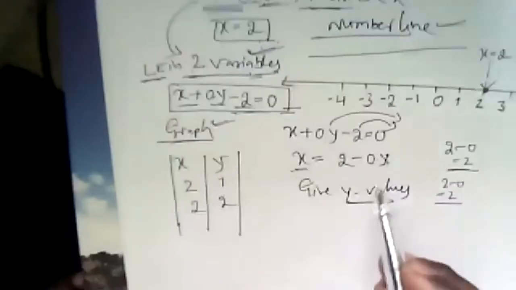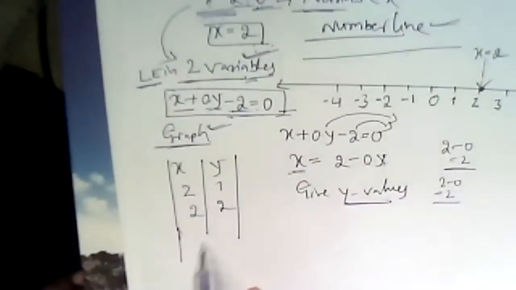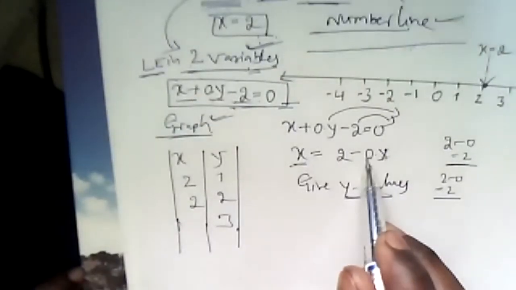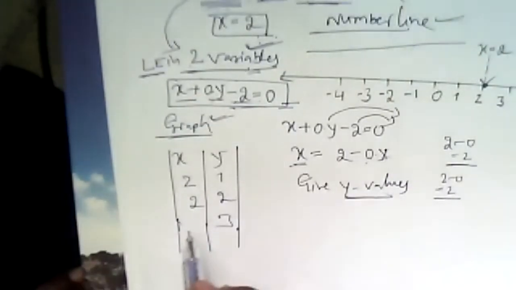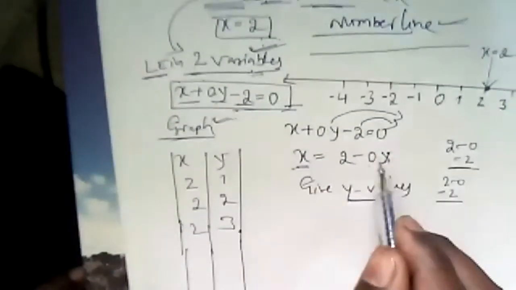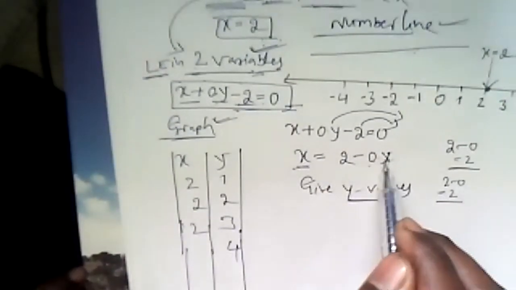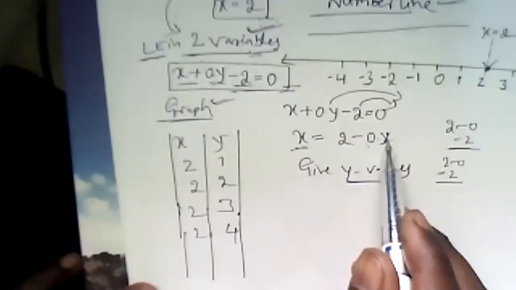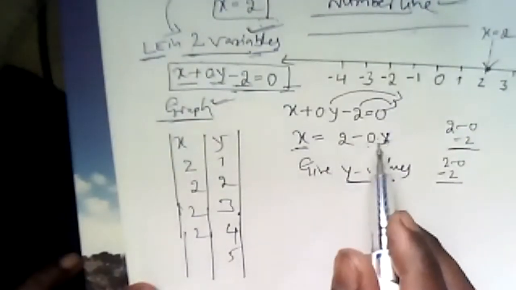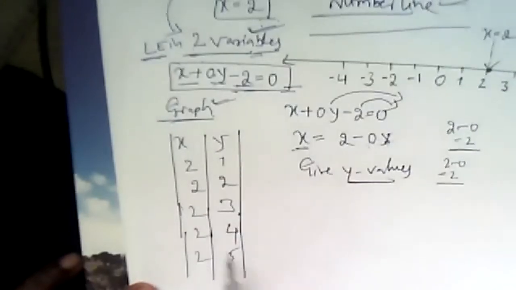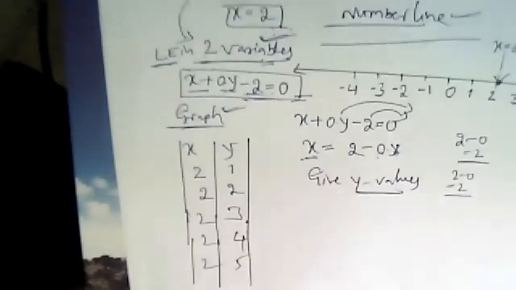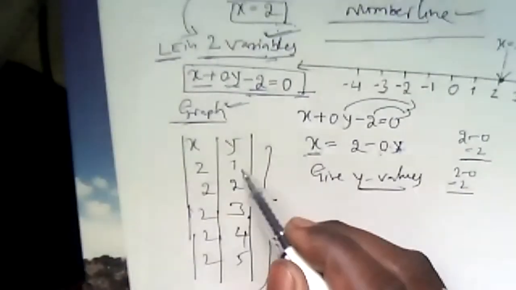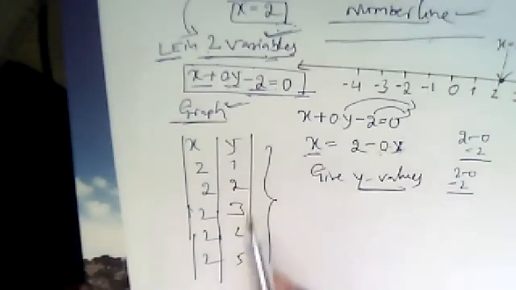Next, give y is equal to 3. 3 into 0 is again 0. Therefore x is equal to 2. Next, y is equal to 4: 4 into 0 is 0, therefore x is equal to 2. Next, put y is equal to 5: 5 into 0 is 0, therefore x is equal to 2. Just observe these values. You can give any value for y, 1, 2, 3, up to infinity.